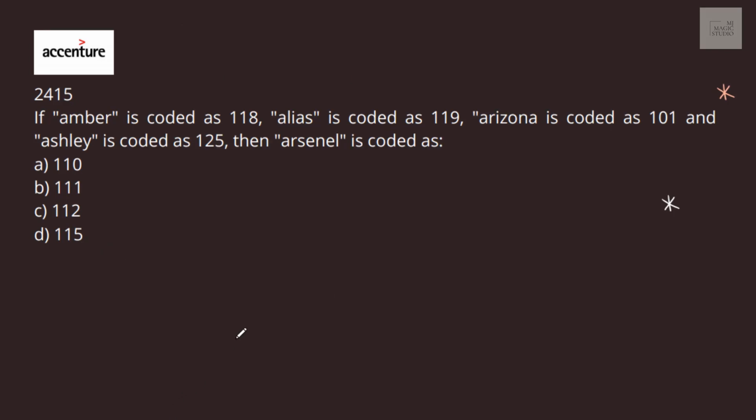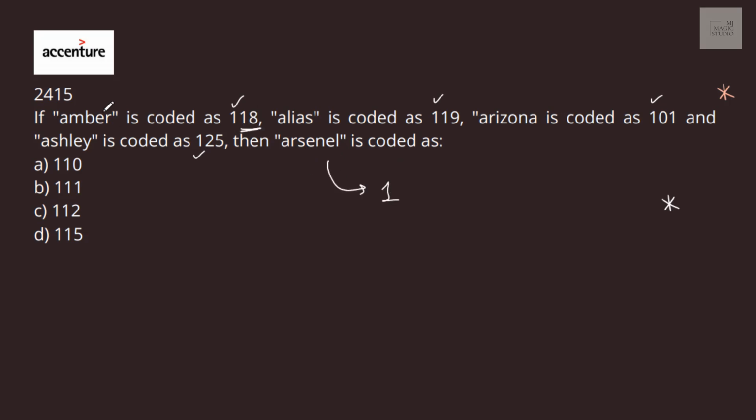Okay, a question from section 2, analytical reasoning. Amber is coded as 118, Alias is 119, Arizona 101, and Ashley 125. What should be Arsenal? In all the codes, I can see that all words start with A, and hence the code also starts with 1. So Arsenal should also start with 1.